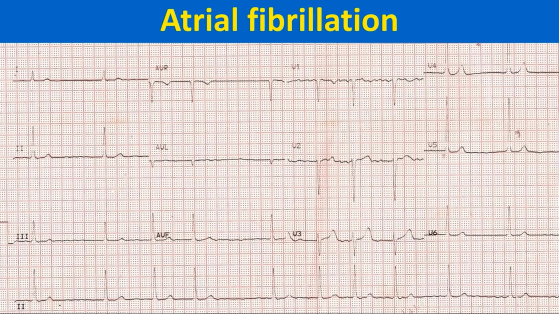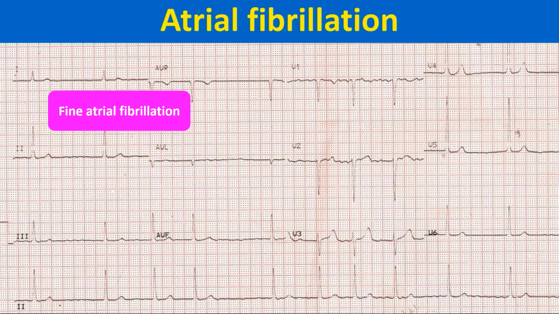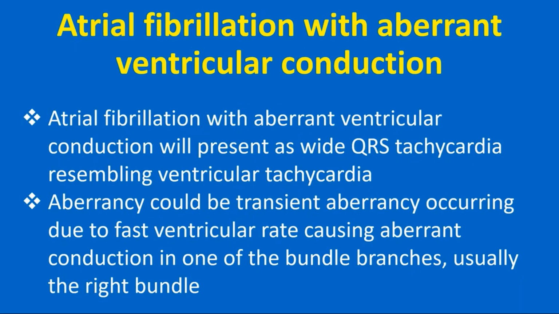ECG showing atrial fibrillation with slow ventricular rate. Fine fibrillary waves are seen throughout the baseline, indicating fine atrial fibrillation. Slow ventricular rate suggests that AV nodal conduction is defective, either due to disease process or drugs like beta blockers or digoxin. Atrial fibrillation with aberrant ventricular conduction will present as wide QRS tachycardia resembling ventricular tachycardia.